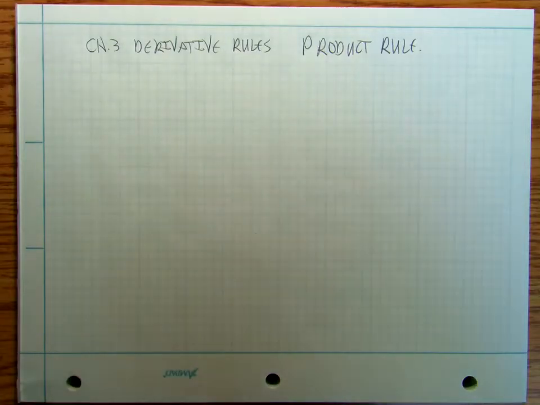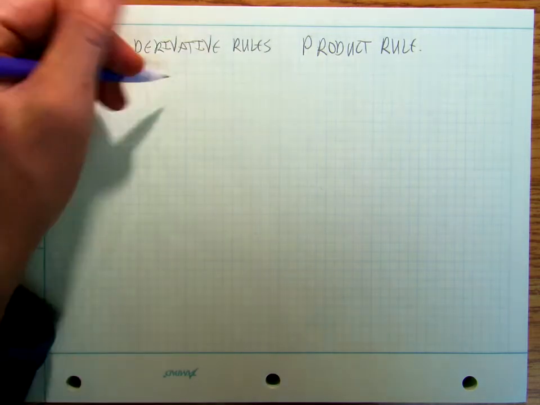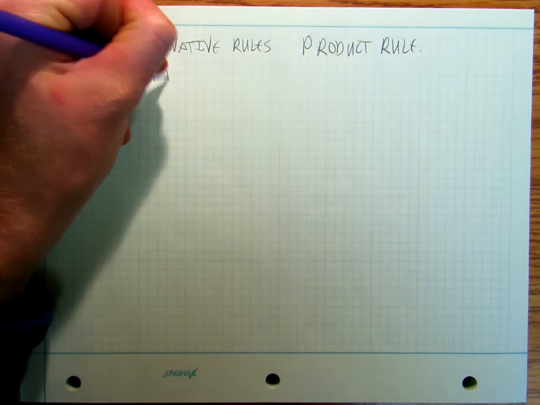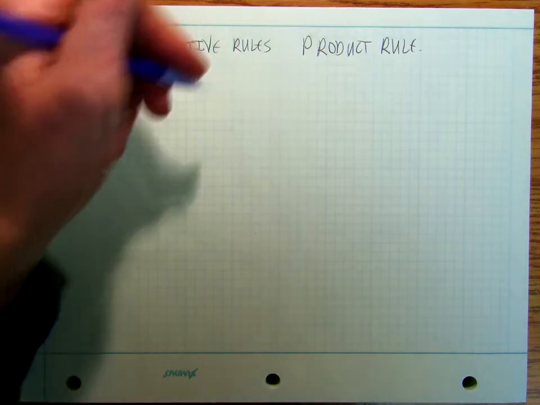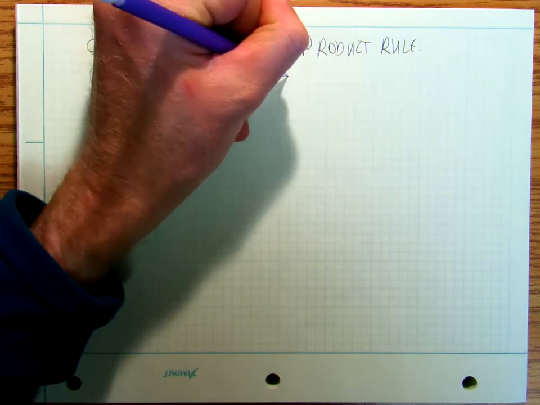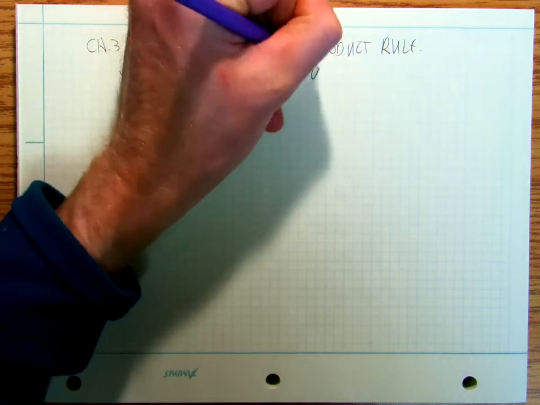Okay, so we're still in chapter 3 and we're working through derivative rules, and finally we're going to get to the product rule, like I promised we would after we did chain rule and trig functions. And so basically the product rule is when y is u times v, then y prime is equal to u prime v plus v prime u.